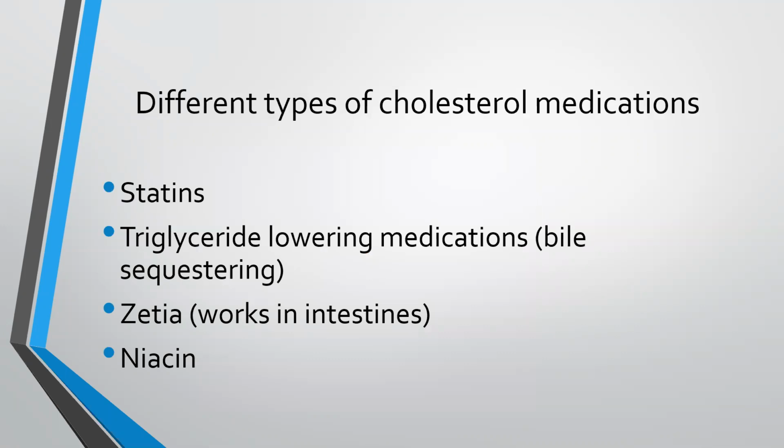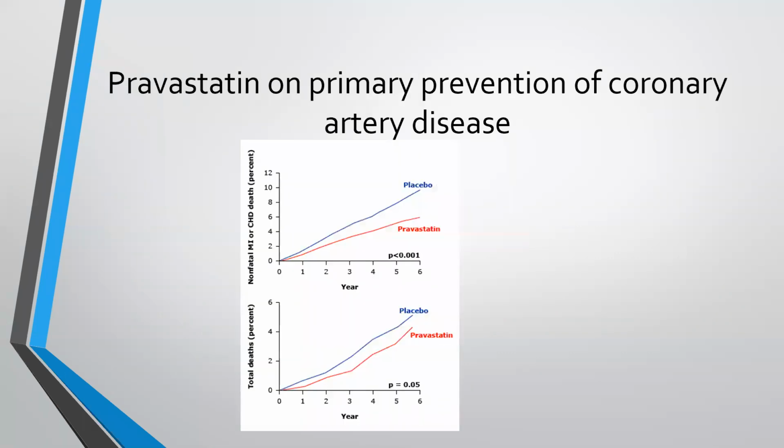Different types of cholesterol medicines exist. Statins are kind of our tried and true. They've been around for 30, 40 years, most well studied and the highest risk reduction. Triglyceride lowering medications, like the bile sequestering ones, those are called fibrates. Zetia, which works in the intestines, niacin, and there's a newer one called Vascepa, which works as well.